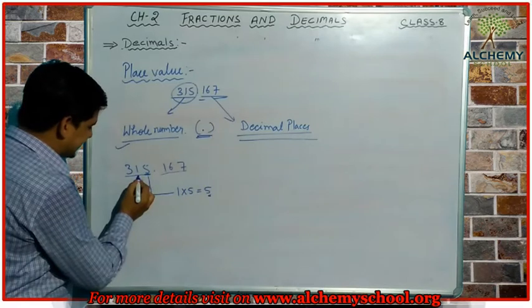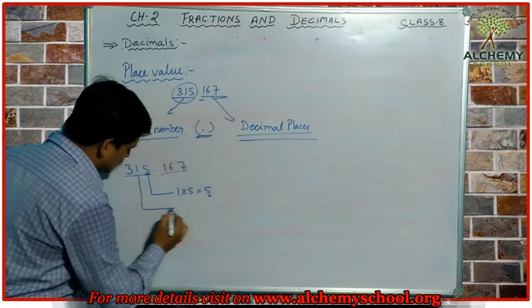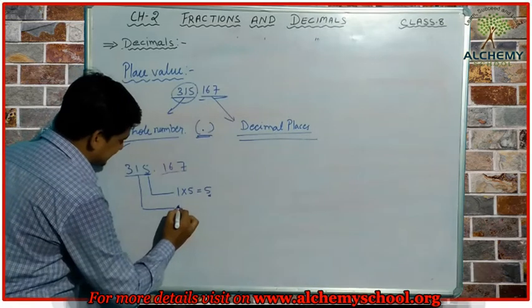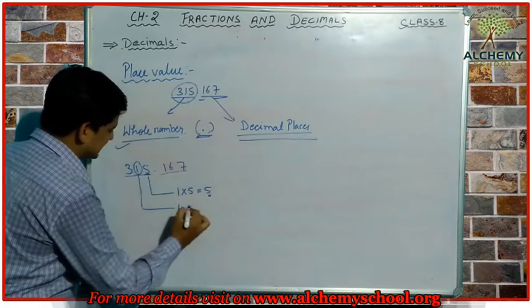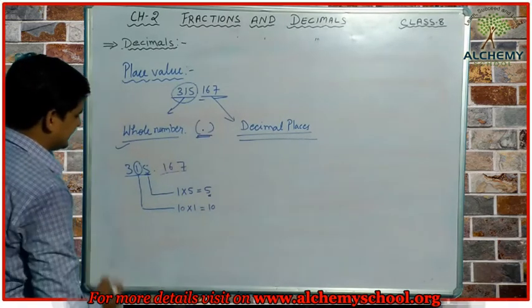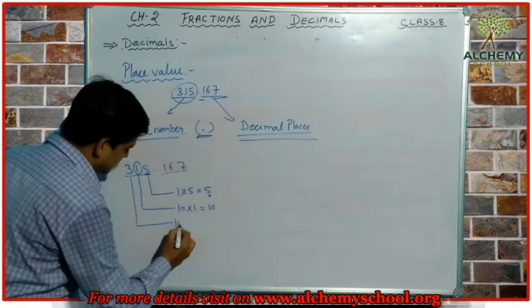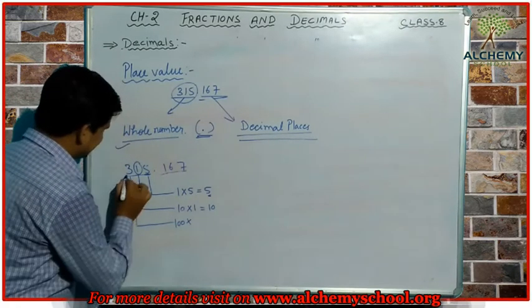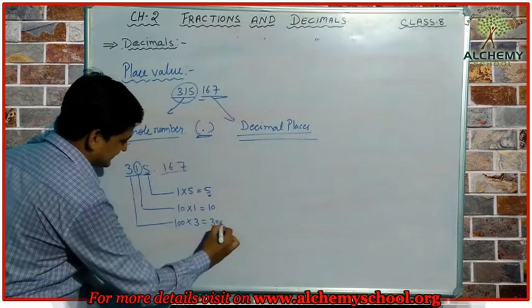When we talk about the second place, it is the tens place, so the place value of the digit is 10, and because 1 is there, it will be multiplied by 1 and we get the result 10. The third place is represented by 100 and 3 is there, so it will be multiplied by 3 and we get 300.